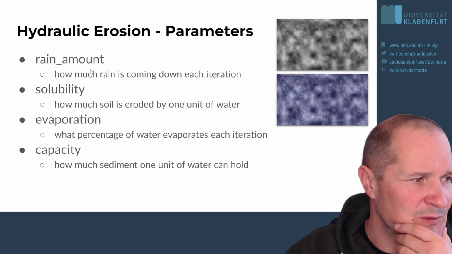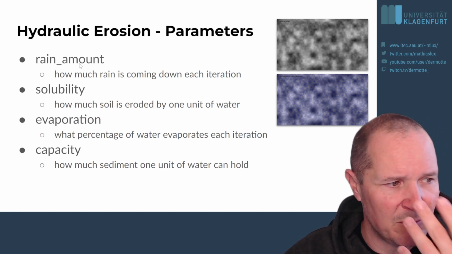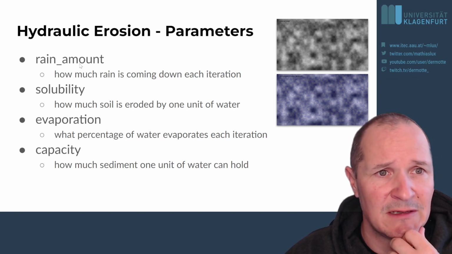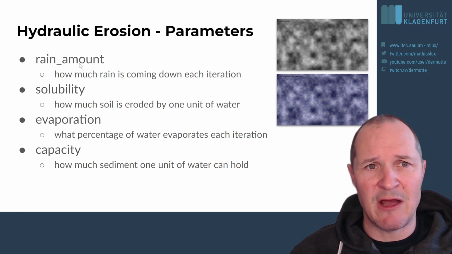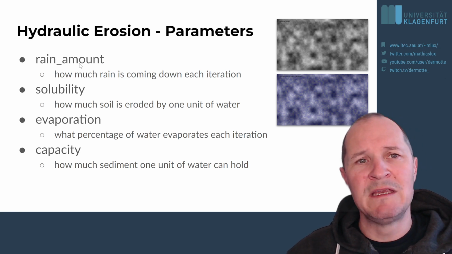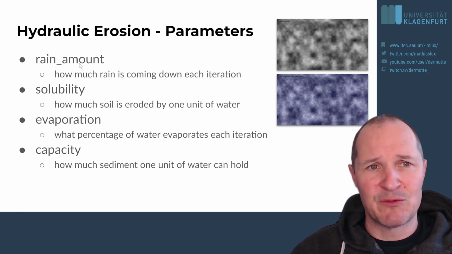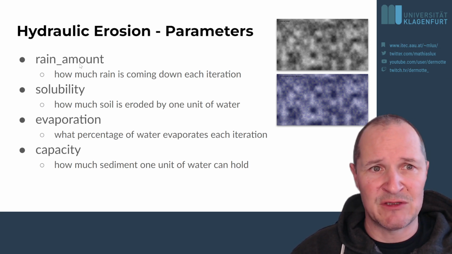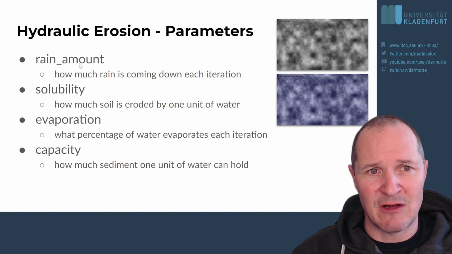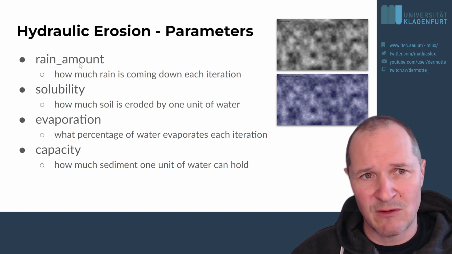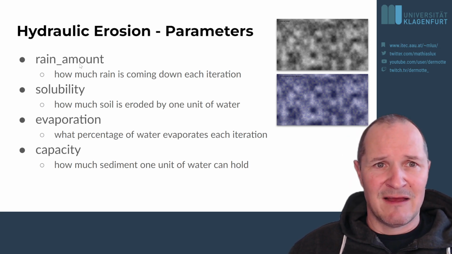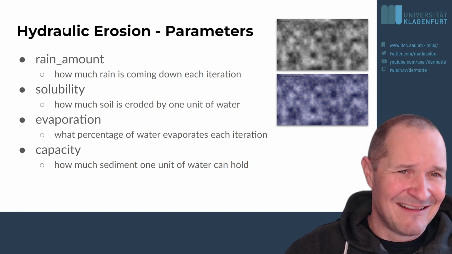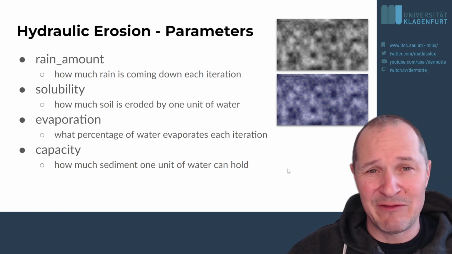The parameters would be: you have the amount of rain, so how much is raining down every iteration or every nth iteration. You have the solubility, which means how much soil is eroded in 1 unit of water. You have the evaporation, what percentage of water evaporates each iteration. And you have the capacity, so how much sediment 1 unit of water can hold. A lot of different things, but it's very much simplified.